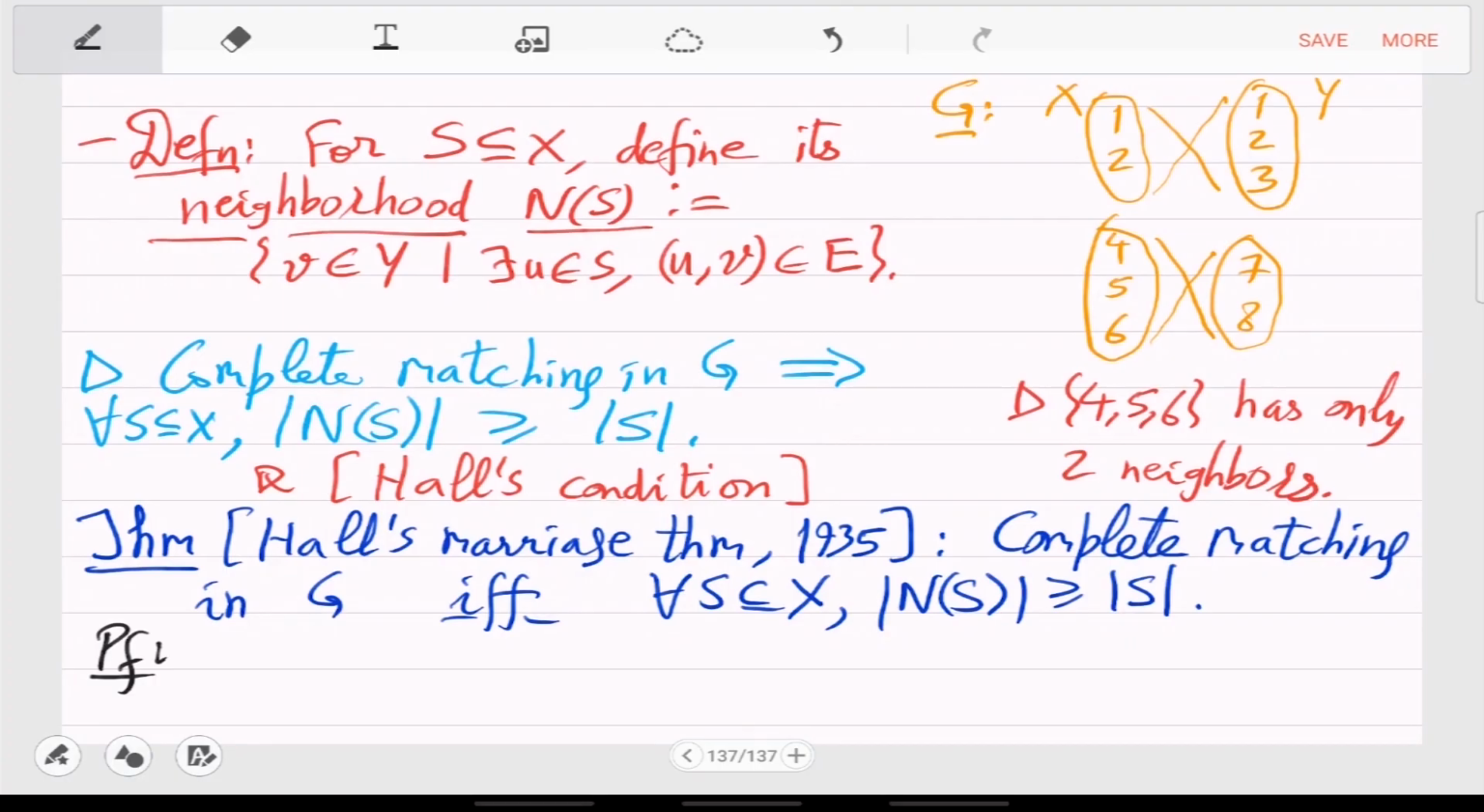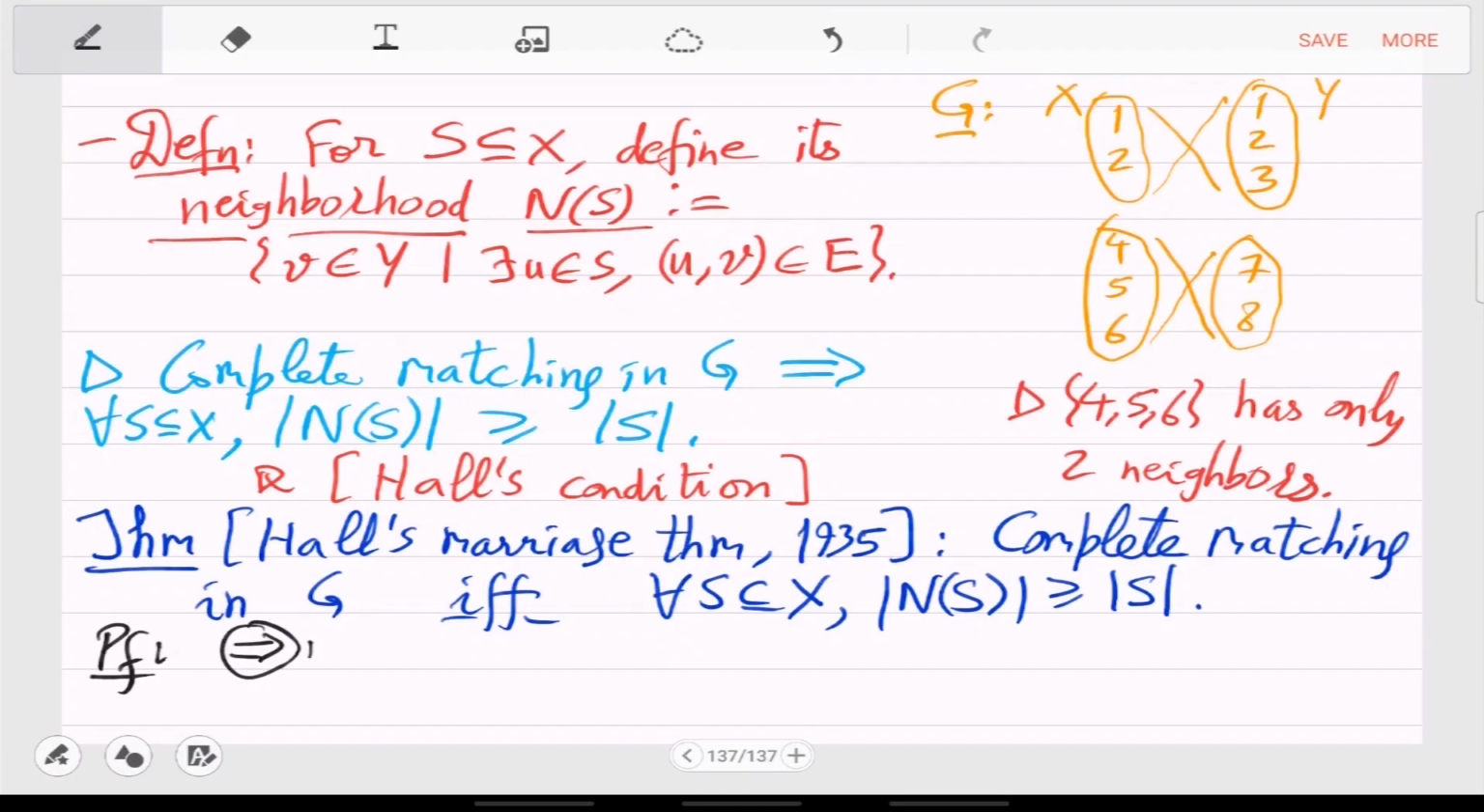How will you show that if this is true for all subsets, and remember that these conditions are way too many. For n vertices in X, there are 2 raised to n of these conditions, right? Because the subsets are 2 raised to n many. So this is a very large number of inequalities, and from this you want to deduce that there will be a matching which is maximum, and also it completely covers X. How do you show this?